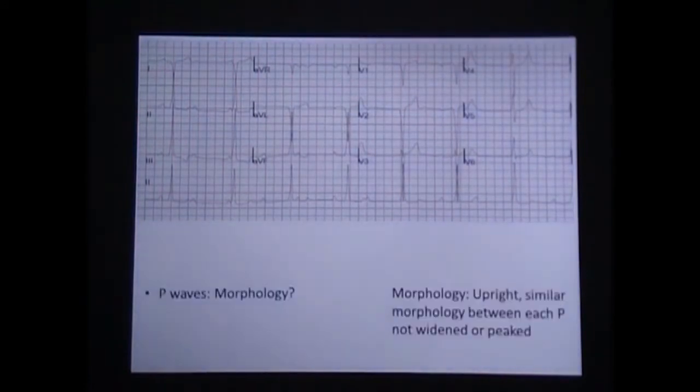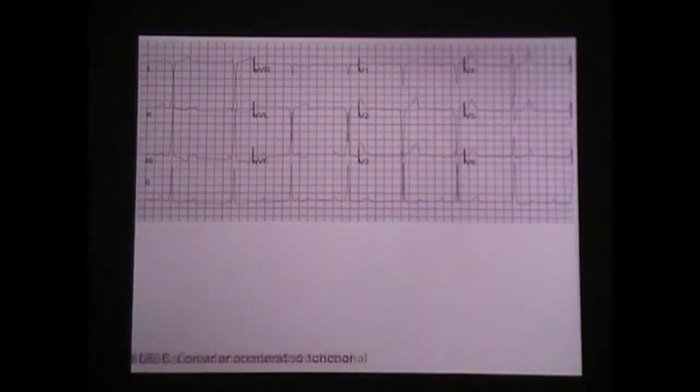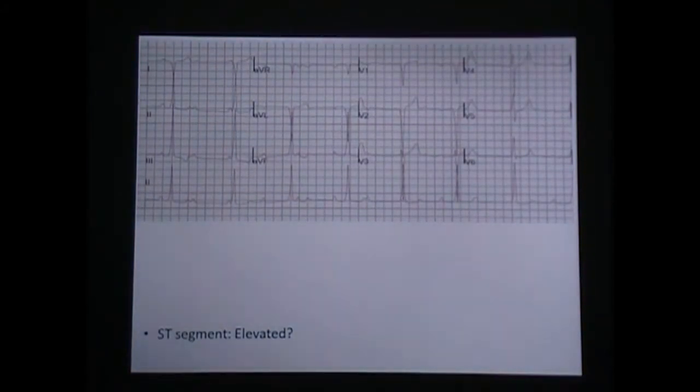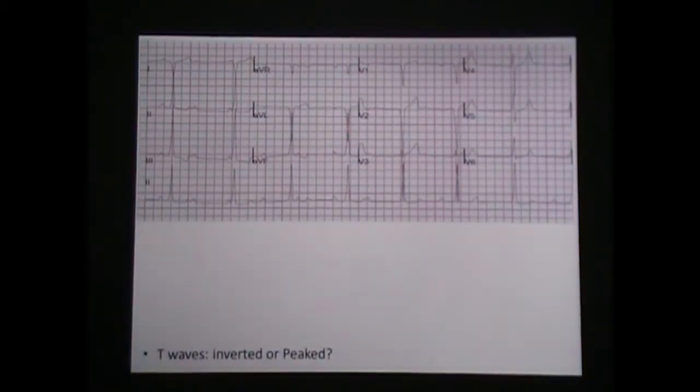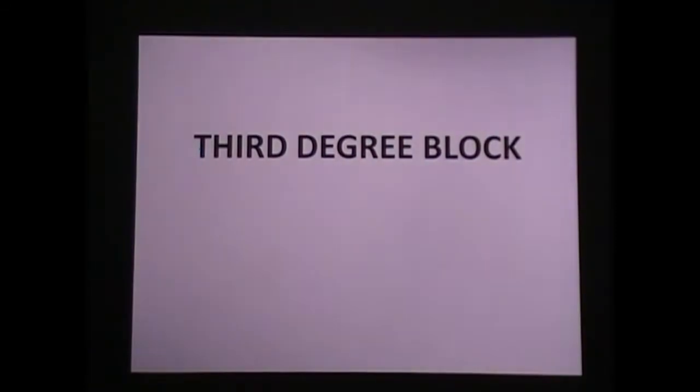The morphology: upright, similar morphology, not widened, that peak. Okay. We talked about that in V1. We've got a left bundle branch, and consider accelerated junctional. And the ST segments kind of get thrown out the window slightly on a third degree. Okay. But I do have some in V3, so... Nope. So, third degree. Good job.